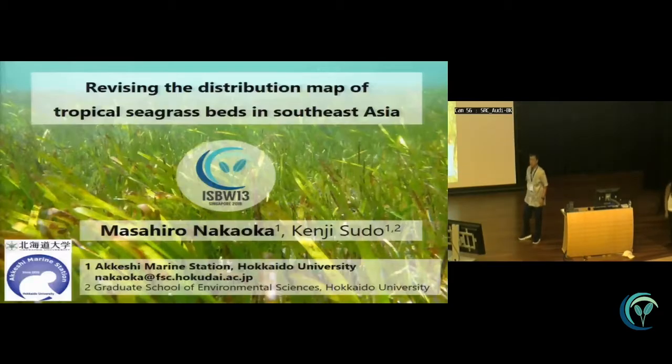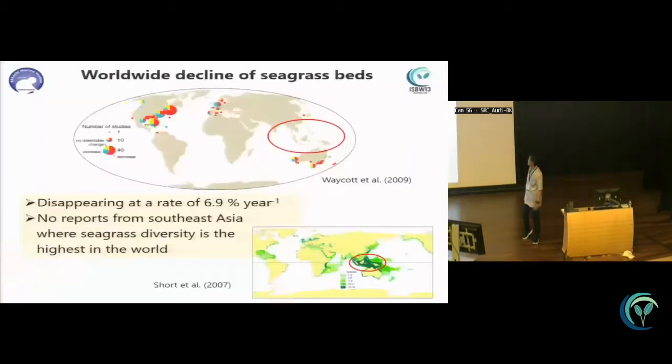Okay, today I will give a talk about devising the distribution map of tropical seagrass beds in Southeast Asia, covering a quite large scale based on a literature survey.